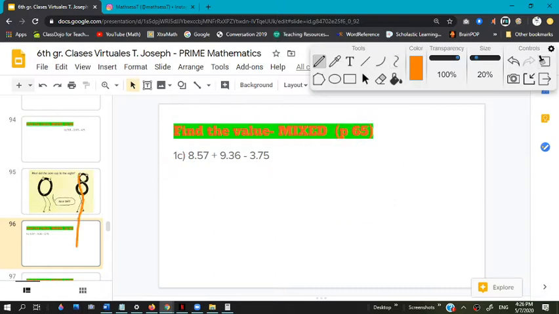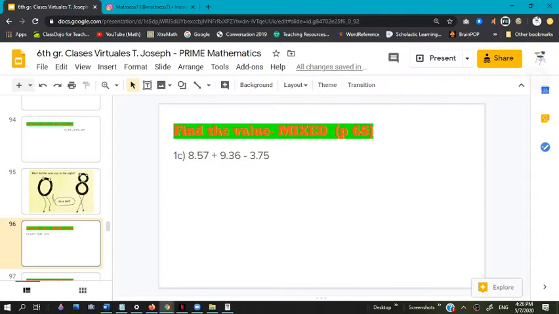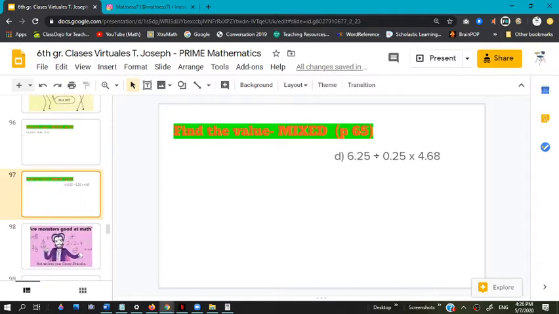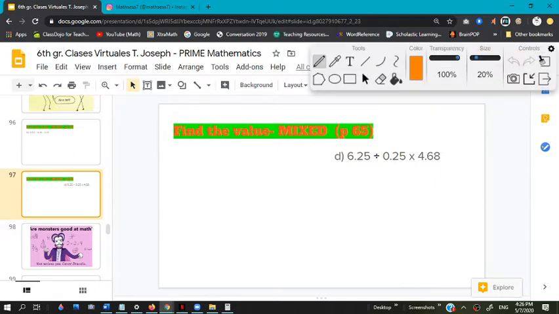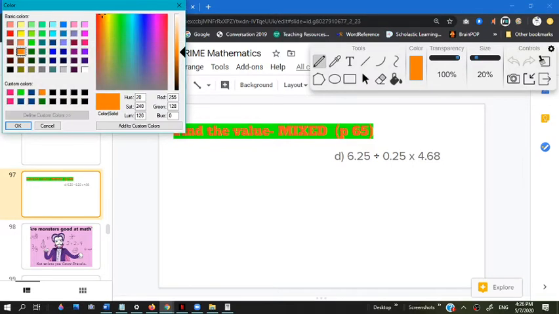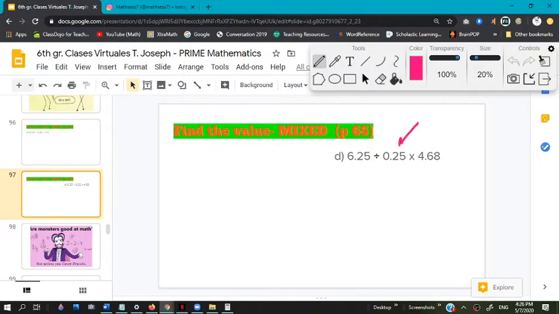All right, the next problem says, letter D. This time we have some division and some multiplication, so we have to be a little bit more careful, okay? When we do division, remember that you need to make sure that you are dividing by a whole number. So in this case, you have the number 0.25. Now that is not a whole number. If we multiply this by 100 and we multiply this other number by 100, we're going to change our divisor and our dividend to a whole number, okay?